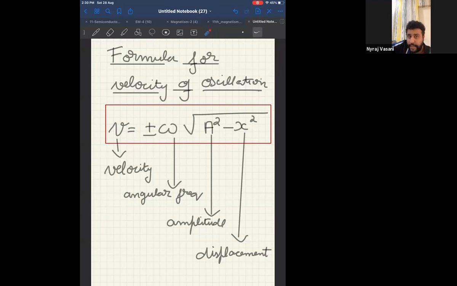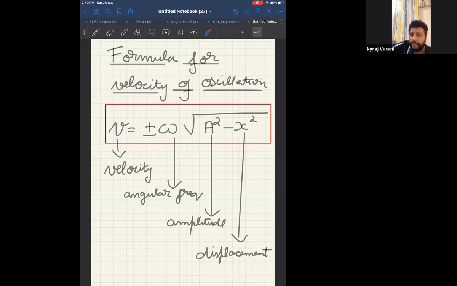So now the new set of Viva questions that I'm going to ask, the first question is, what is the formula for acceleration of oscillation? What will you answer? Minus omega square x. Remember it right now. The second question that I'm going to ask, what is the formula for velocity of oscillation?